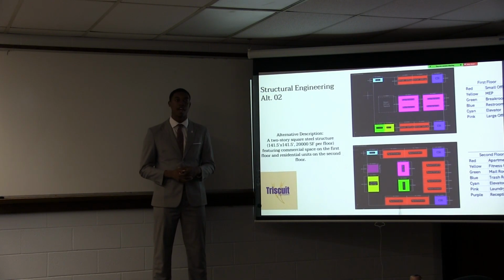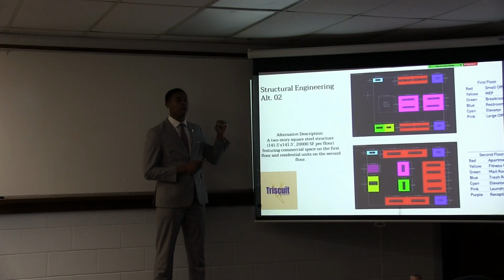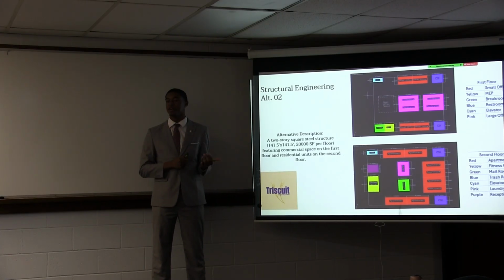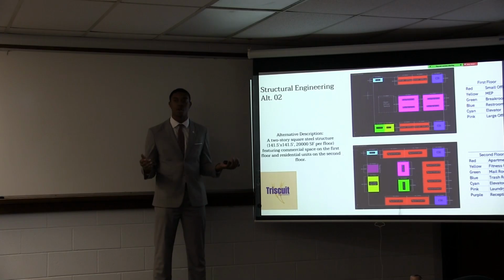For our second alternative, we decided to go with a perfect square shape, so that one is 141.5 by 141.5. It's going to be a little over 20,000 square feet per floor, but again, we're going to keep it consistent with it being commercial/retail on the bottom with our residential on top.